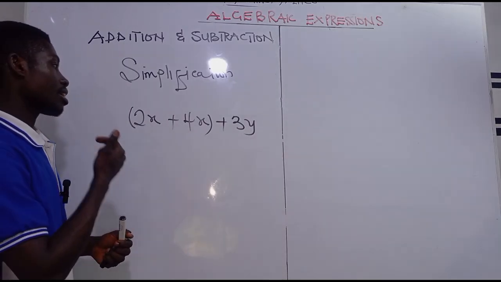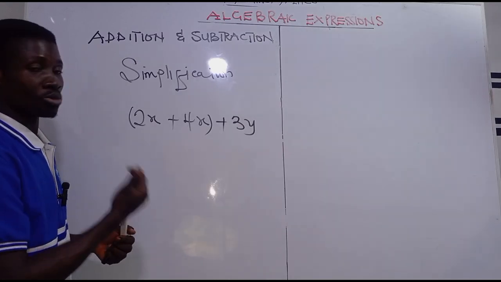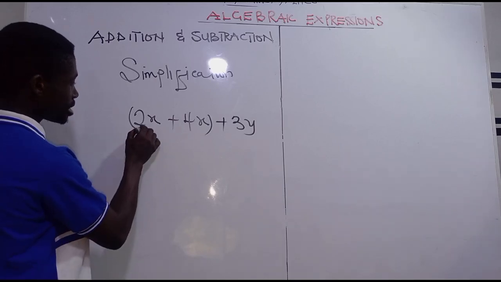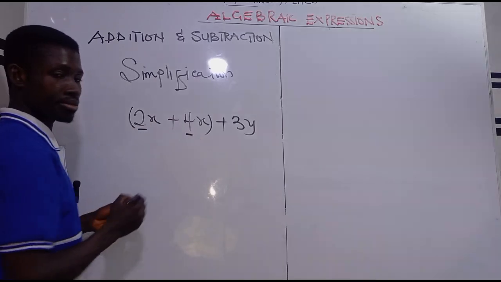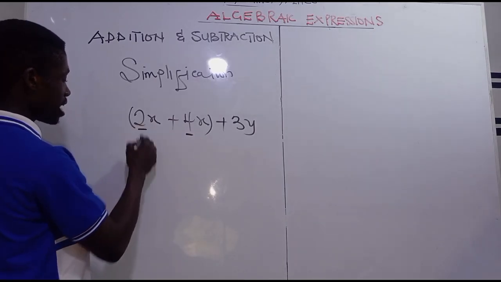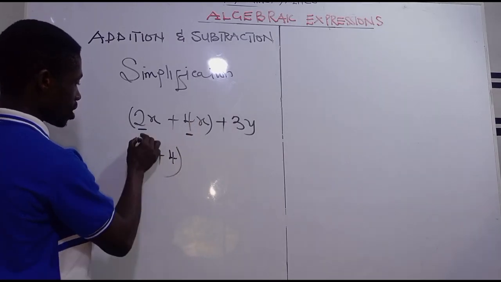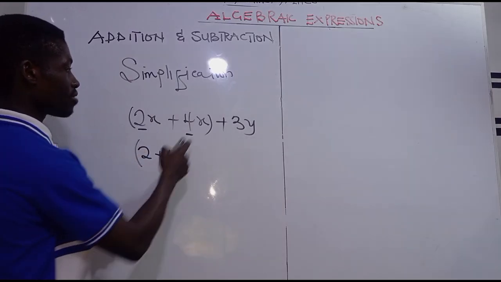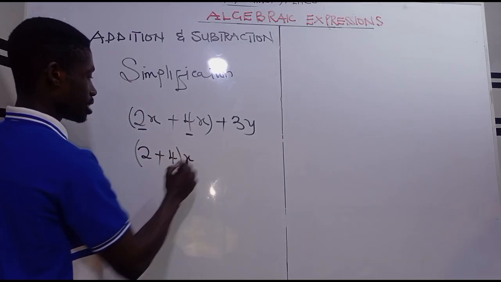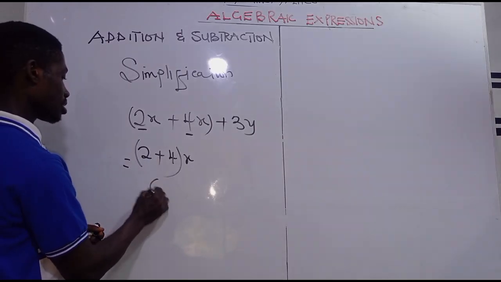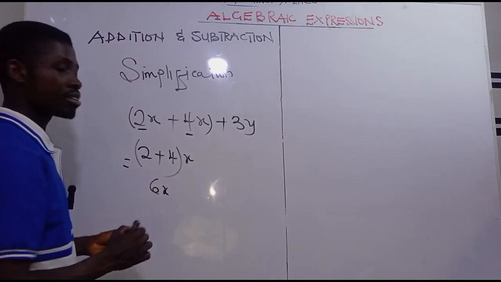Now, in addition of the like terms or the subtraction of the like terms, what we are going to do is that we are going to pick the coefficient of the like terms. So the coefficient of x is 2 plus the coefficient of this x is 4. We add them and then we pick one of the variables. We attach it to it. And then we simplify. 2 plus 4 give us what? 6. Then we add the x. So we have 6x.